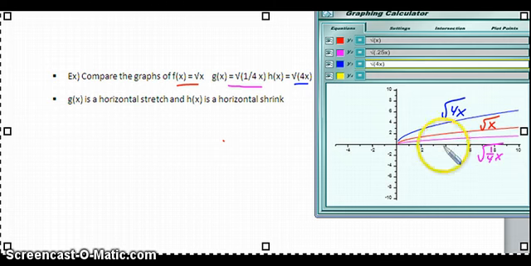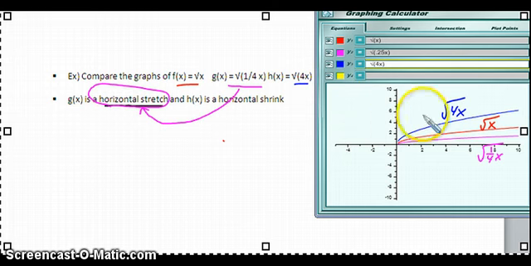Okay, so taking a look at it, what's happened? Well, all we've done is we've changed the number underneath or inside of the parent function. We've changed it from a 4, a 1, and a 1/4. So we've either made it larger or made it smaller, and see the effect that it has on the graph. Notice that when I make the number smaller, it appears to make the graph smaller. But really what it's doing is making it a horizontal stretch, because it's stretching it out horizontally versus stretching it out vertically. So the pink graph here is a horizontal stretch.